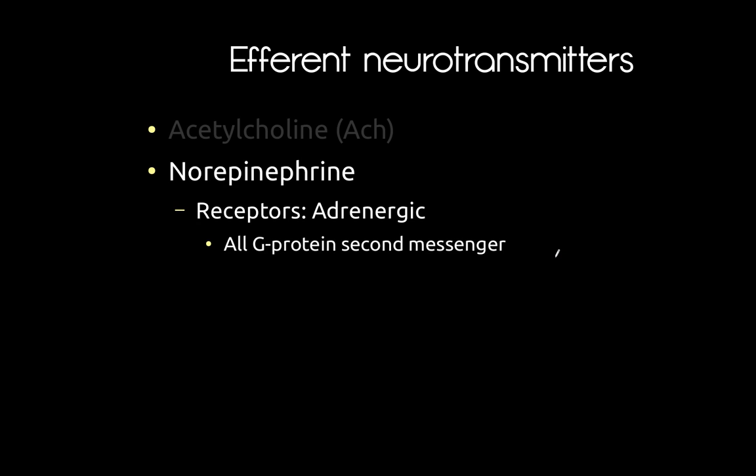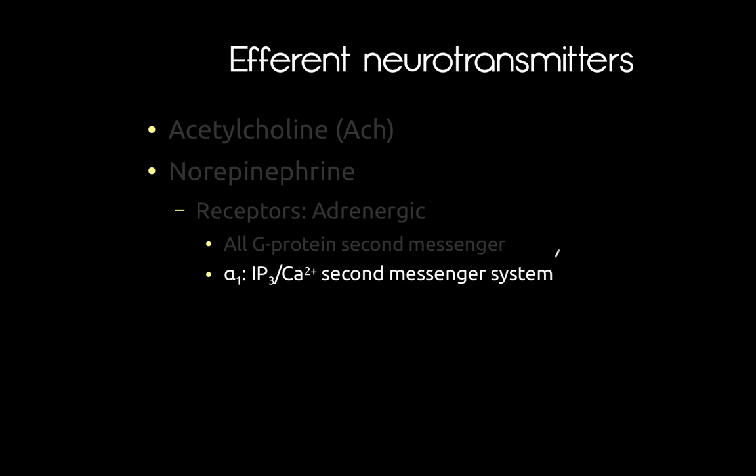Additionally, we also have norepinephrine. This is sometimes called noradrenaline, especially in places outside the U.S. In the U.S., it tends to be called norepinephrine. The receptors for this type of neurotransmitter are known as adrenergic, from adrenaline. Adrenergic receptors. And all of these are G protein second messenger. There are several types of these as well, but we're not going to use quite the same naming convention. We're going to use alphas and betas and subscripts here.